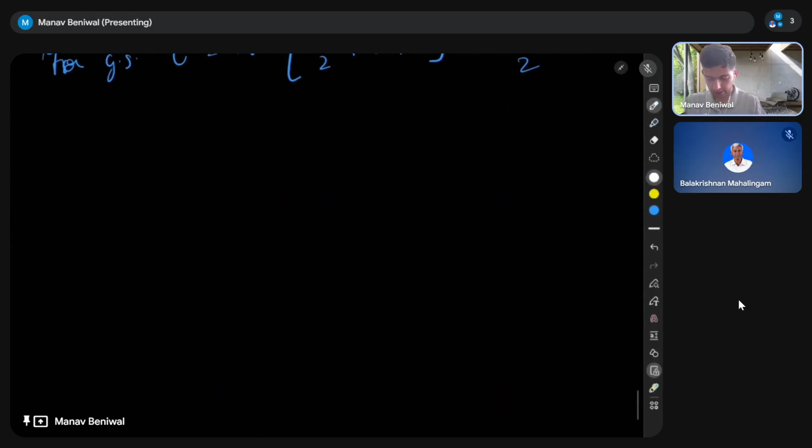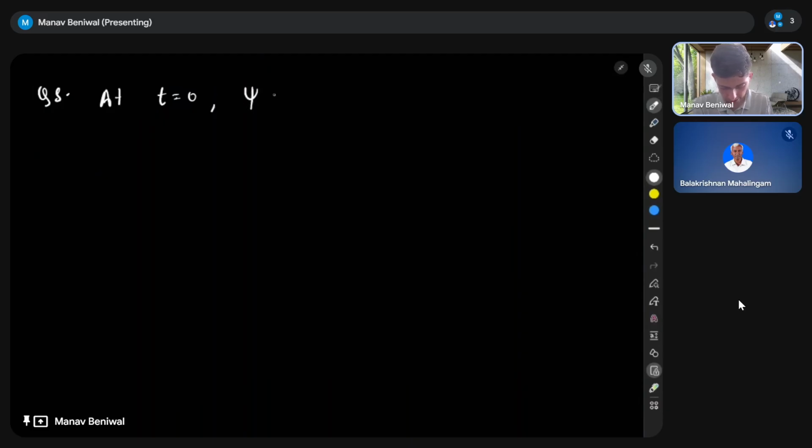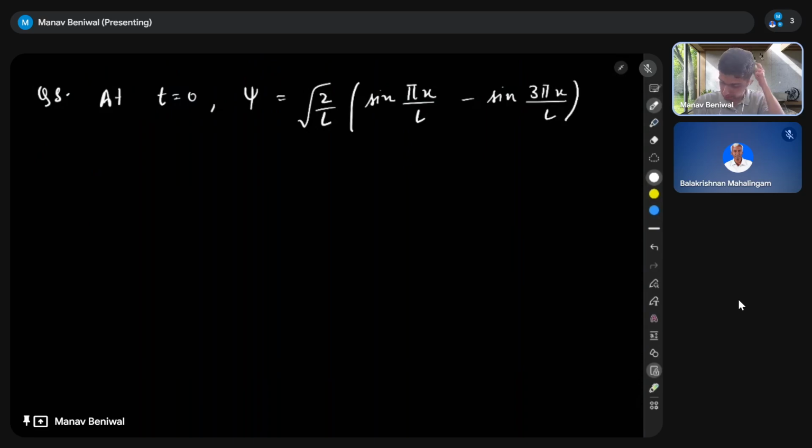Okay, let's do the next one. So at t equals 0, psi is given as under root 2 by L sine pi x over L minus sine 3 pi x over L, for a particle confined between x equals 0 and L.